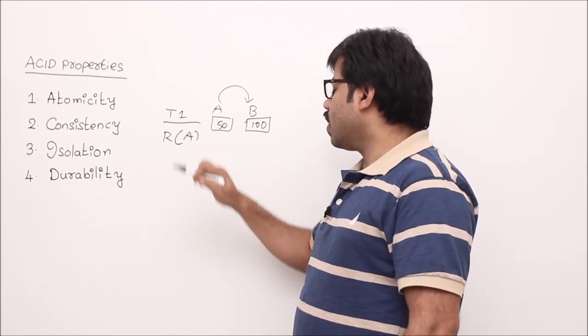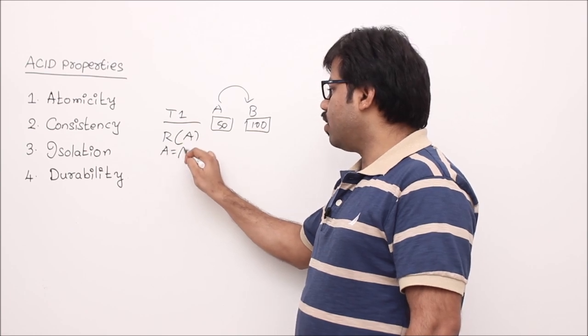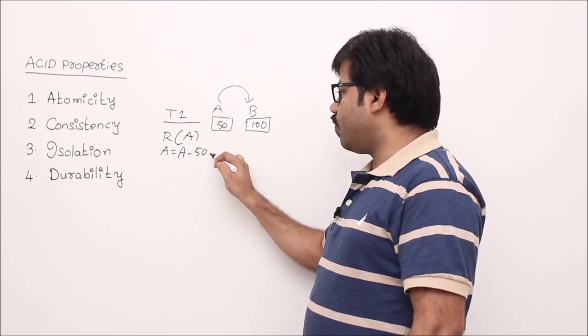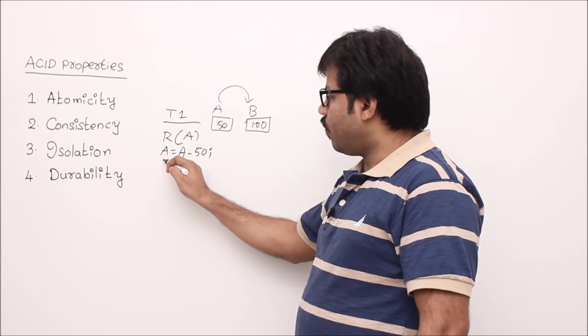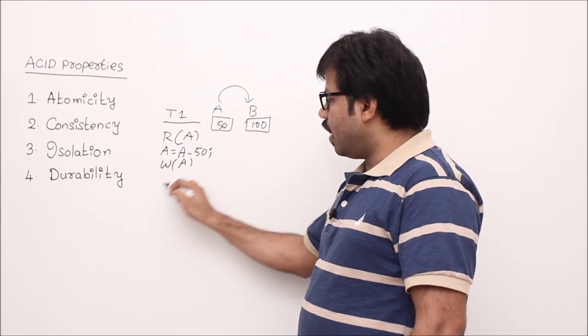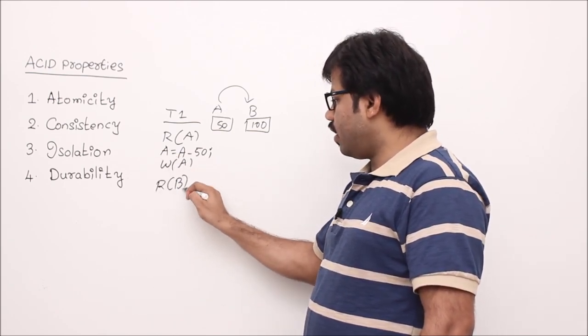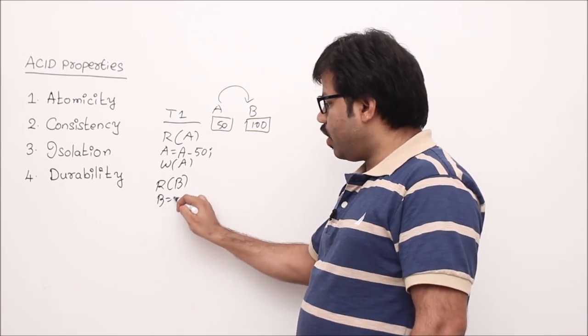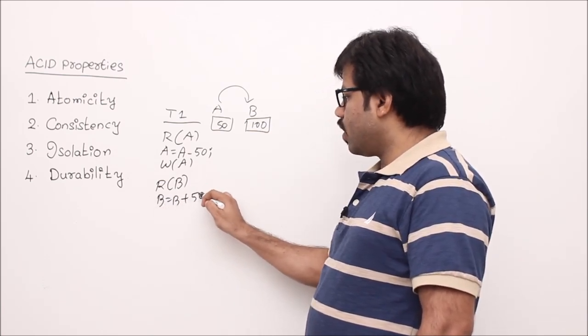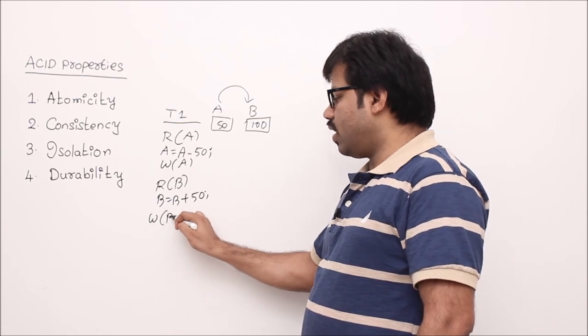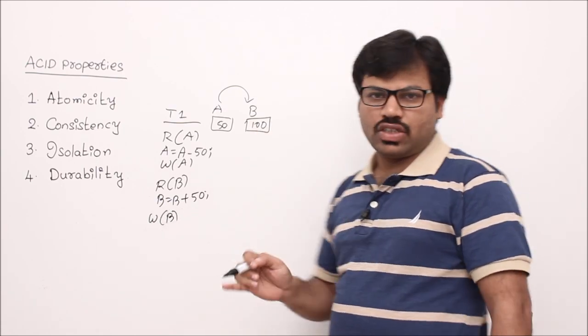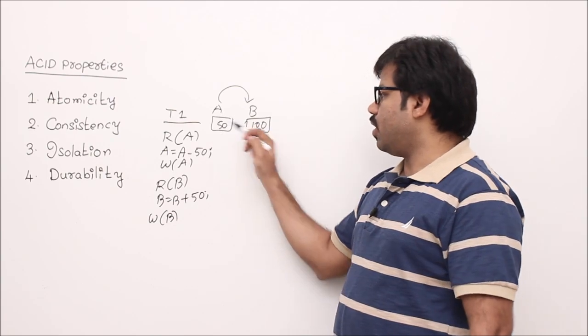Read A, and from A you remove 50. I know that here there is 50. Then after that I update it. Then I go to B, I read it, and for B, I add B equals B plus that 50. Then I update it. This is a typical transaction for an account transfer, right? 50 rupees is transferred from here to here.